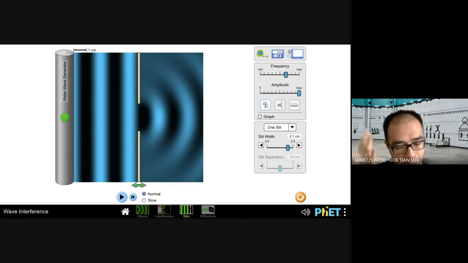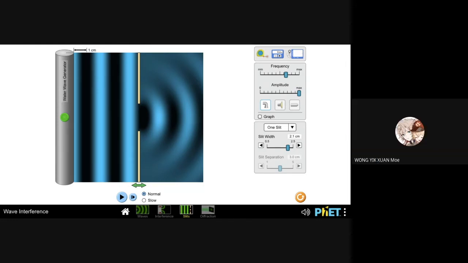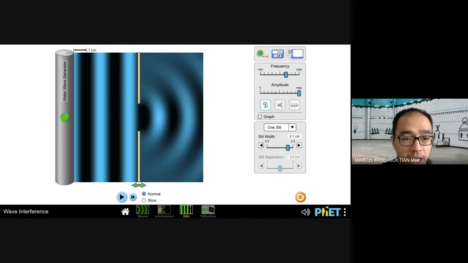Okay, number four, state the changes to the incident waves that occur after passing the gap or the barrier. In our case, it is a gap. What happens to the frequency and wavelength? Wavelength we know. How can we answer the wavelength? What happens to the wavelength? No change. Okay, unchanged, it remains unchanged.